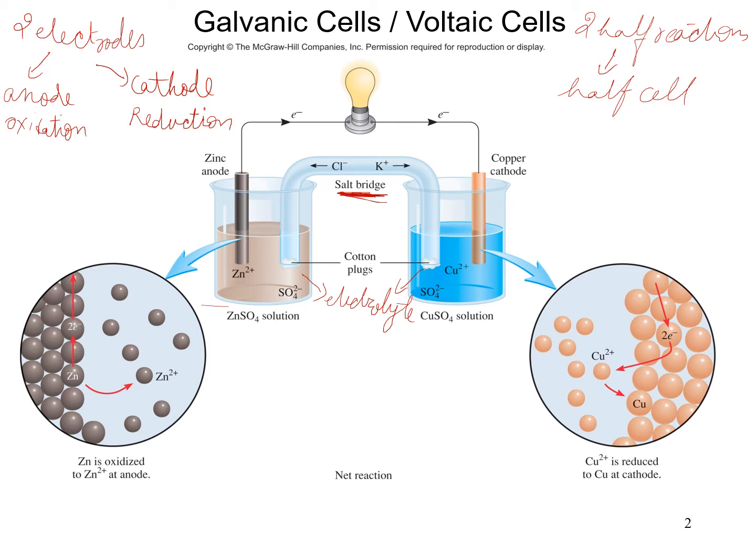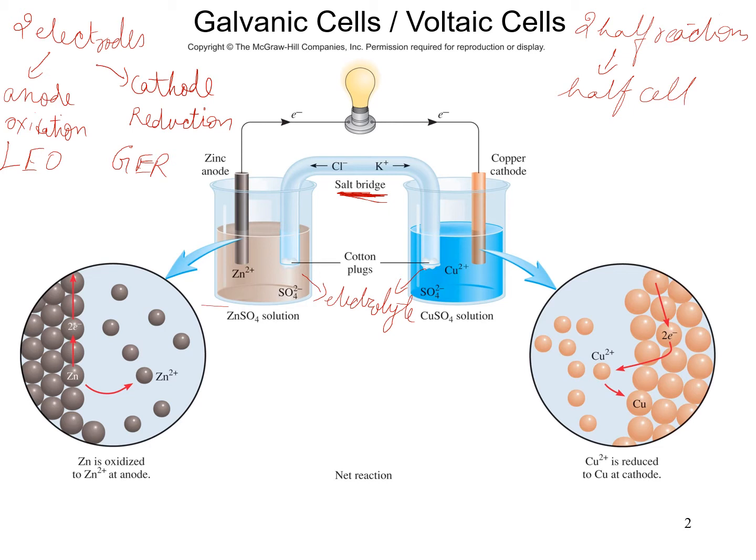Now what happens during a reaction? Like I said, anode is where the oxidation occurs. So what is oxidation? Oxidation is loss of electrons. So electrons will be lost in this step. Right here, anode will lose the electrons. What does cathode do? Cathode is reduction. So this is GER, which is gain of electrons. So this gains the electrons. So anode loses electrons, cathode gains the electrons.